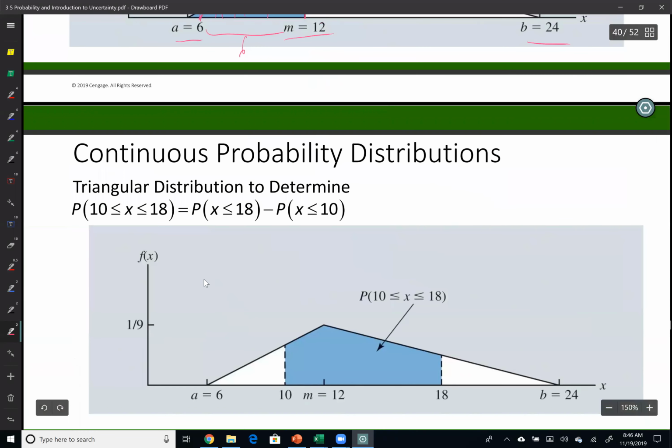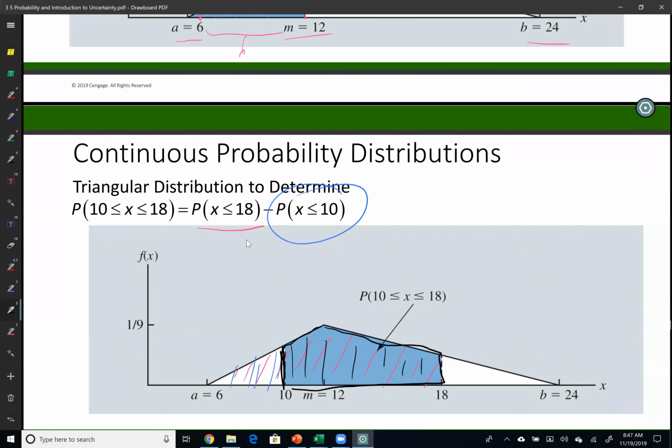All right, so what if I ask you what's the probability that this project will be completed between 10 to 18 weeks? So what I could do is calculate the probability of completing this less than or equal to 18 weeks, which will give you this area right here, and then subtract the probability of less than 10, which is right here, and the remaining will be the area under this area right here. Okay, so how would you do that?